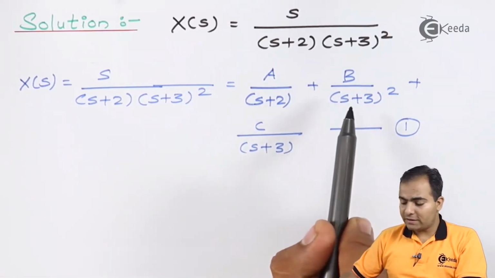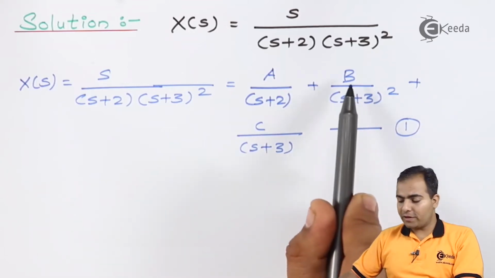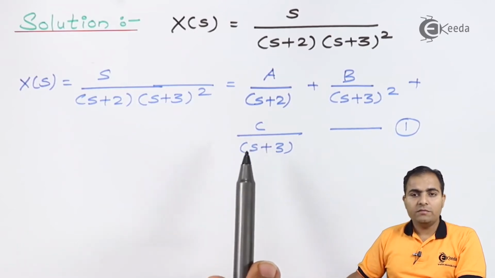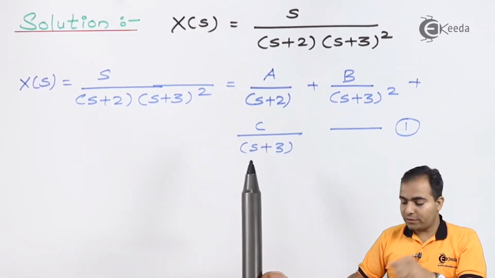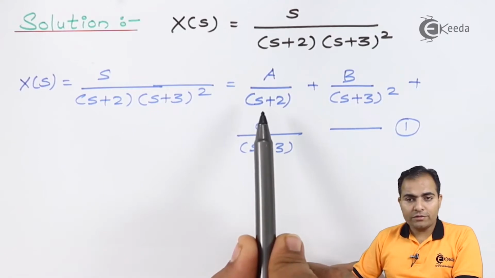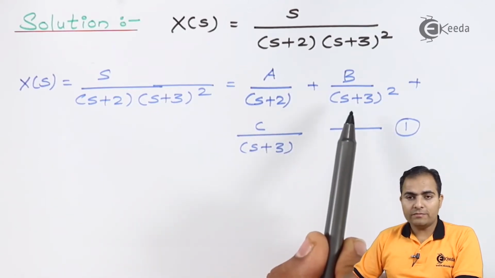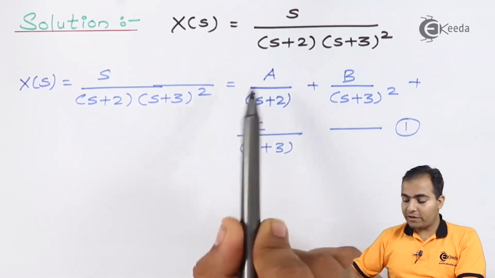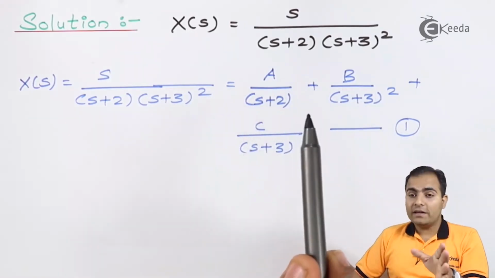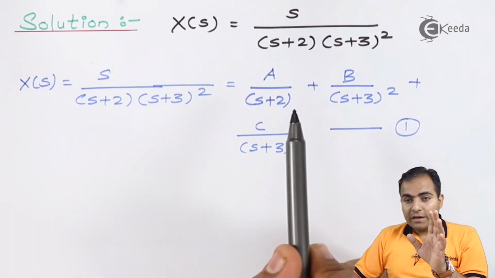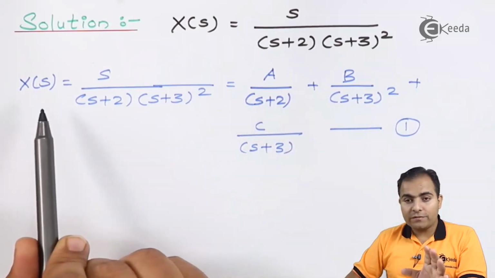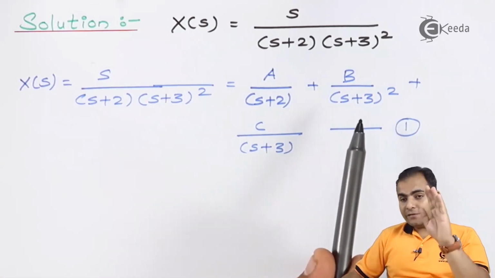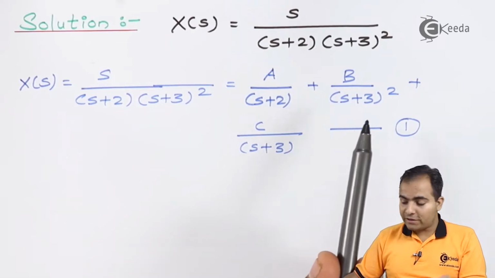The first way is to substitute s equals minus 3 to obtain the value of B, and then put s equals 0 to obtain the value of C. This was the first case, and the second case was, first of all, substitute s equals minus 2 and s equals minus 3 to get the values of A and B, and then differentiate this whole X(s) when it is multiplied with (s plus 3) the whole square, and then after differentiation substitute all the s by minus 3.